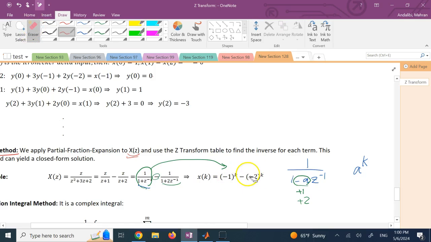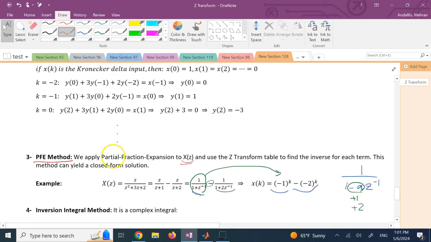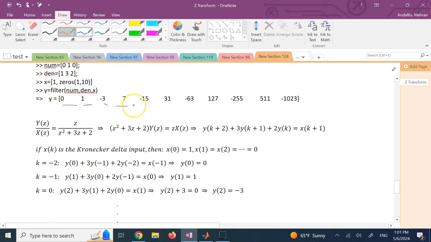So your solution is what? Negative 1 to the k minus negative 2 to the k. That is your inverse solution, and that is closed form. And if you plug in k of 0 here, you see you get a 0. If you plug in k of 1, you get negative 1 minus minus 2, which is positive 1. Plug in 2, you get 1 minus 4, you get negative 3. And you keep getting each and every one of these terms. So they're all following negative 1 to the k minus negative 2 to the k. And this is the closed form solution.